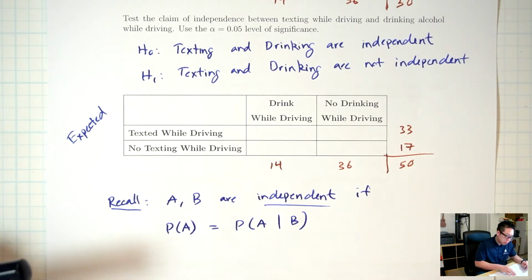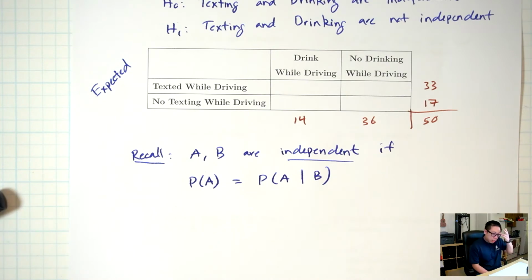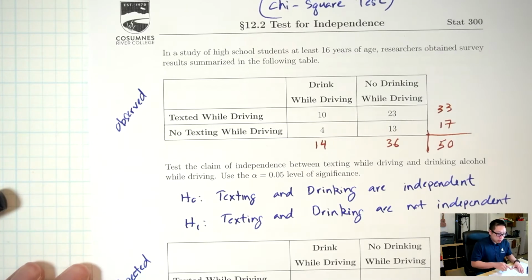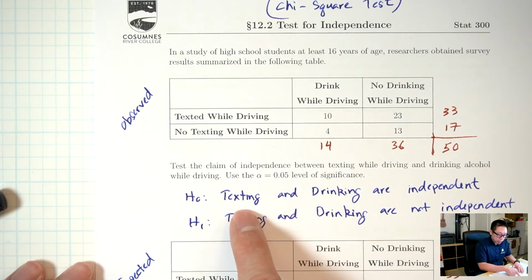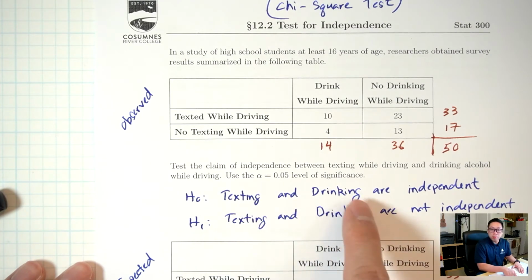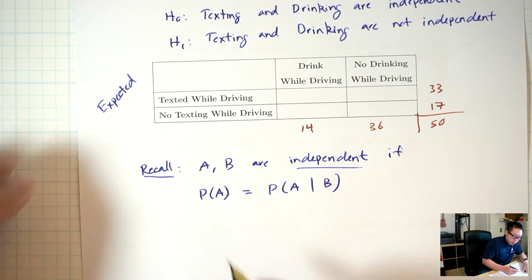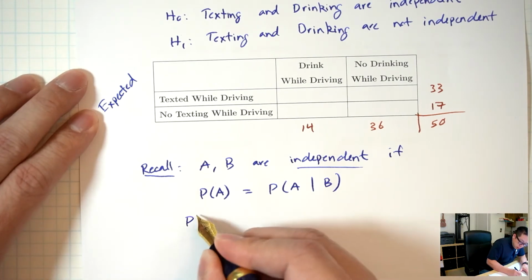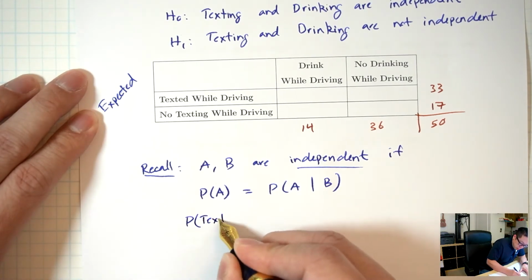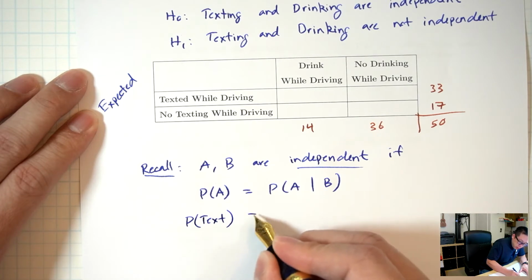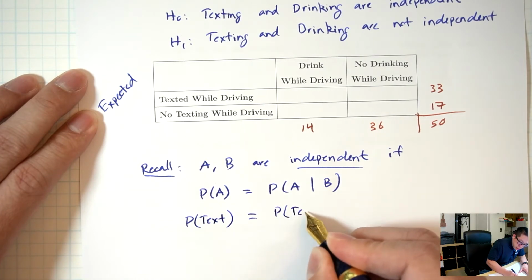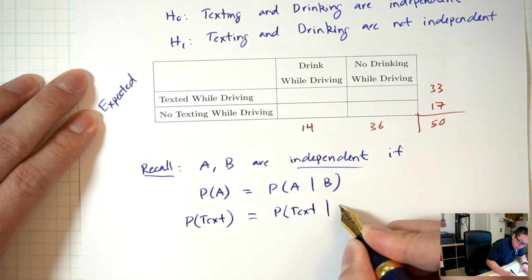Or B doesn't affect A at all. In this case, let's write in what A means and what B means. We were talking about texting and drinking, so let's let A be texting and B be drinking. So what this really says is the probability of text equals the probability of text given drink.